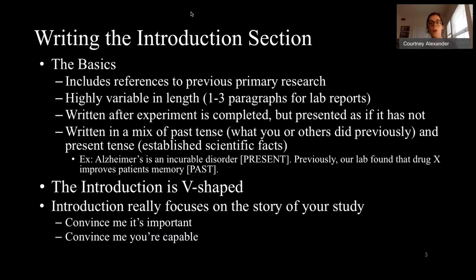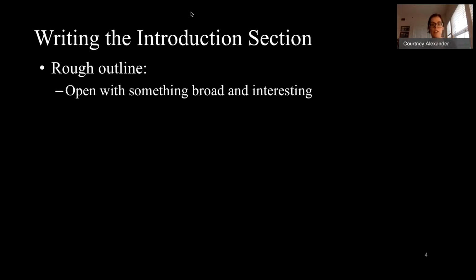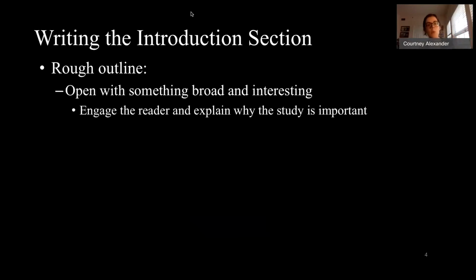You've done your homework. So the rough outline, you start with something broad and interesting. I'm doing a paper about Alzheimer's. I start with the fact that Alzheimer's is an incurable disorder that affects millions of Americans and is currently the 6th leading cause of death in the United States. Then this will help engage the reader. It explains why the study is important, why they should read this paper, why they should care about the work that you've done.